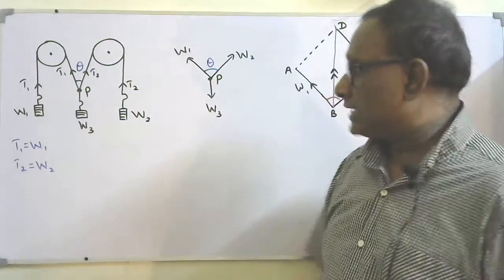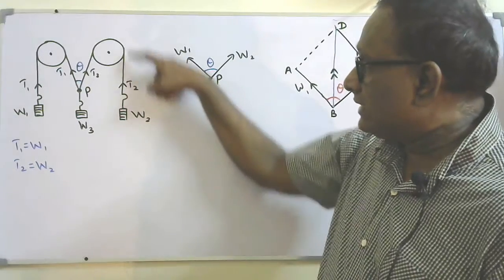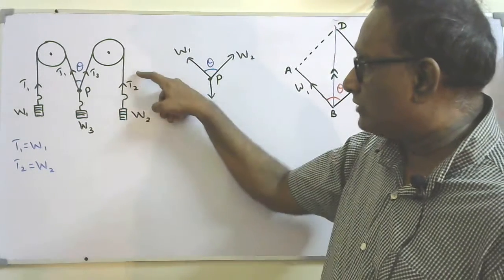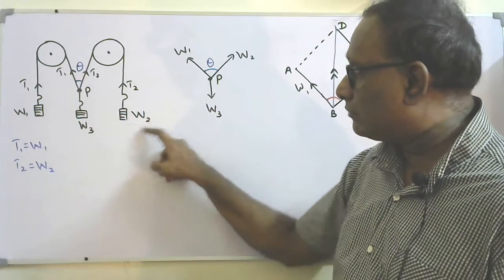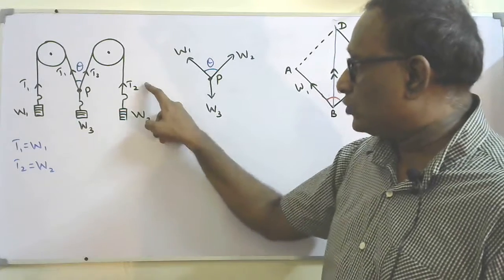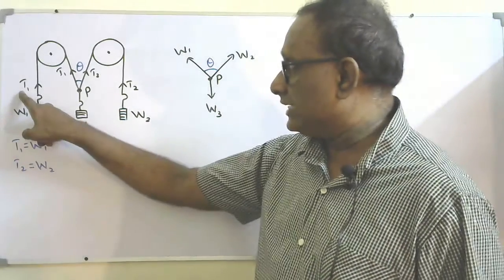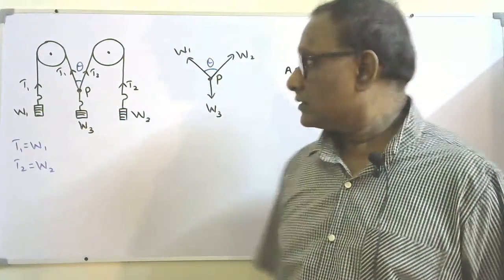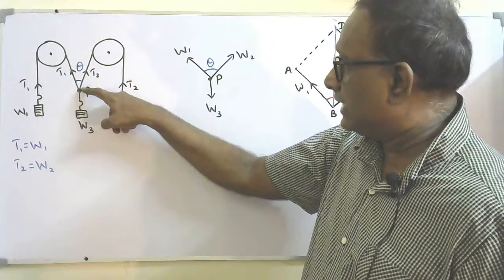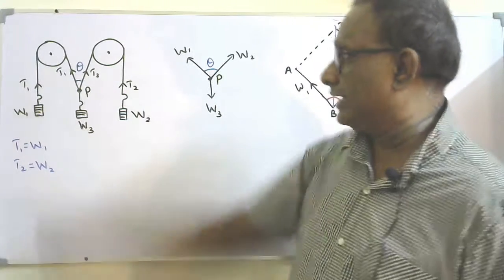When the whole system is at rest, I know this is a light inextensible string. By considering the equilibrium of this weight, the tension should be equal to W2. This tension T1 should be equal to W1. So the same string, here the tension will be T2, here the tension will be T1.